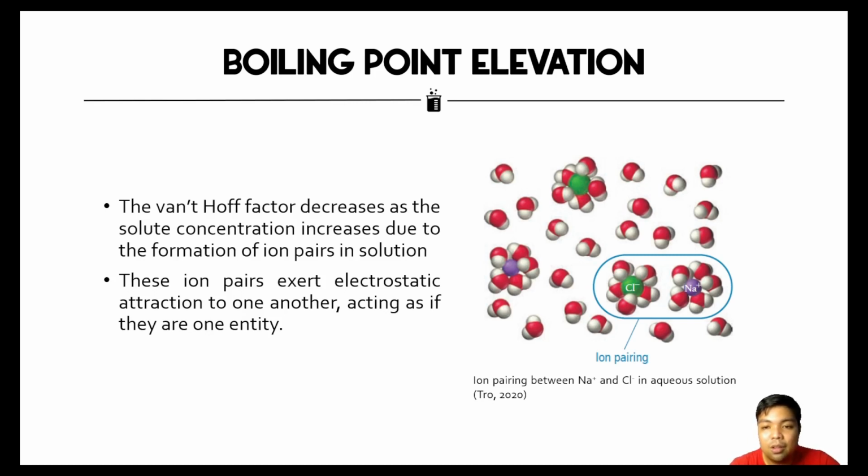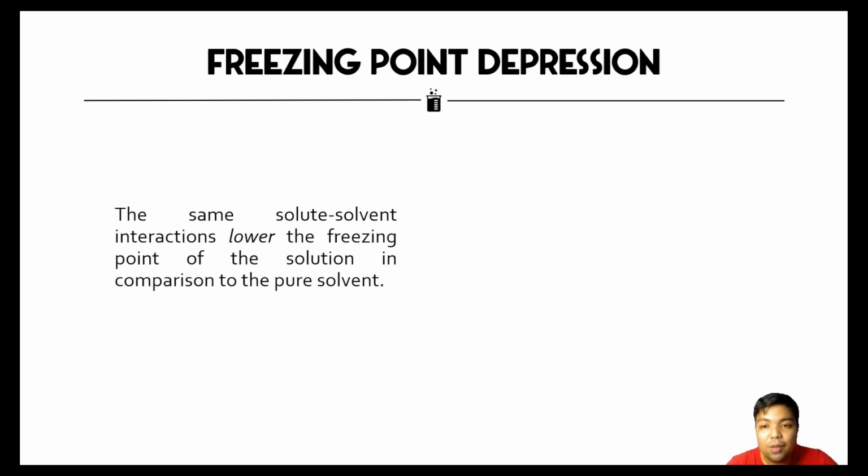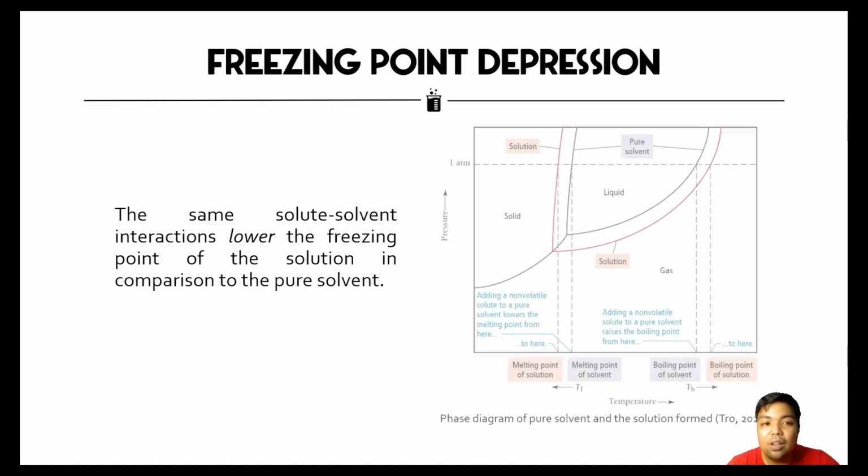Before I proceed, I would just like to state that Van't-Hoff factor is also applicable to other colligative properties, even vapor pressure. Okay? So let's go to the freezing point depression. Now this, the freezing point depression, on the other hand, the same solute-solvent interactions also come into play there, but contrary to boiling point elevation, this actually lowers the freezing point of your solution. If you notice here in the phase diagram, we have a shift of the solid-liquid phase boundary to the left.